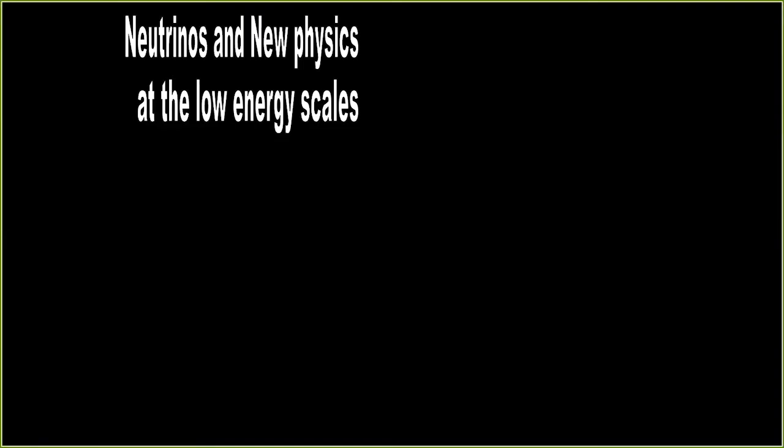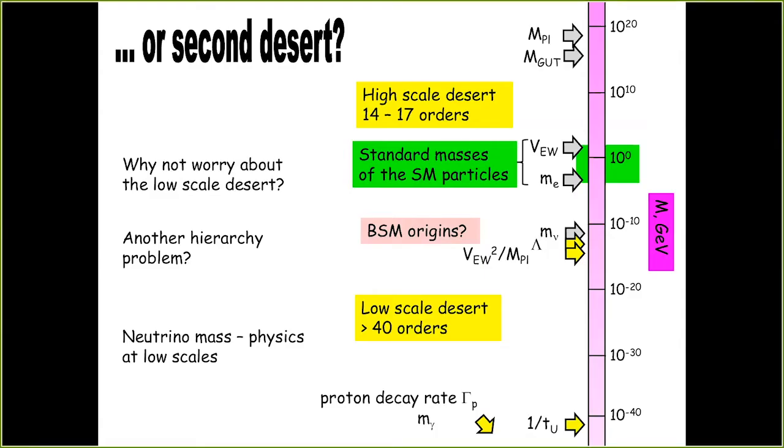Now, neutrino physics and low energy scales. All these years we worried about the high energy scale desert, which is something like 14 orders of magnitude here. This is the mass scale. This is the scale around 1 GeV, where our particles, the standard model, are living. So we were worried about what happens here, and just ignored, say, a 40 orders of magnitude desert below the standard model scale.